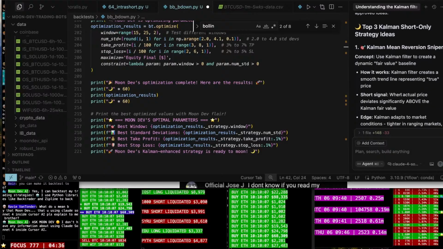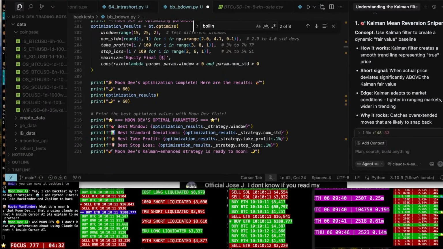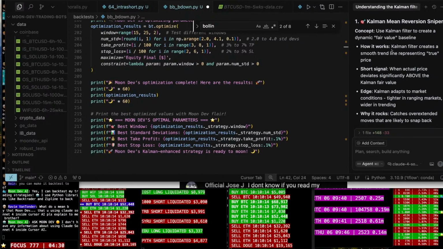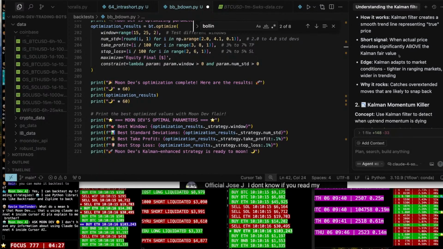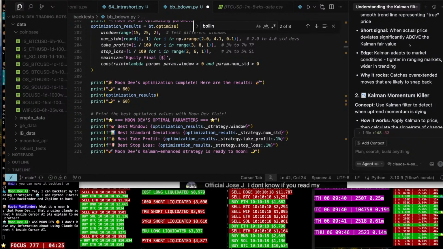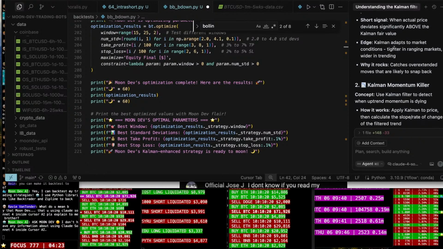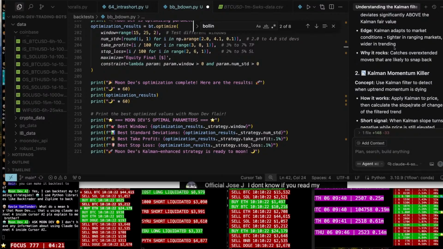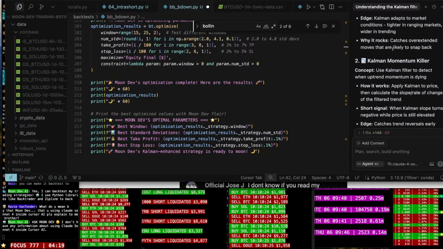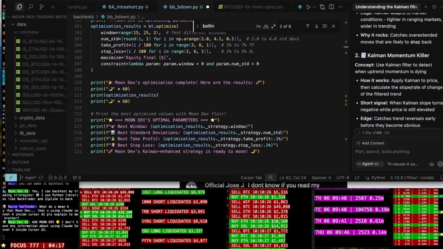Kalman mean reversion sniper. Use the Kalman filter to create a dynamic fair value baseline. How it works: the Kalman filter creates a smooth trend representing true value, with a short signal when the price deviates significantly above the Kalman fair value. I actually like that. Catches overextended moves that are likely to snap back.